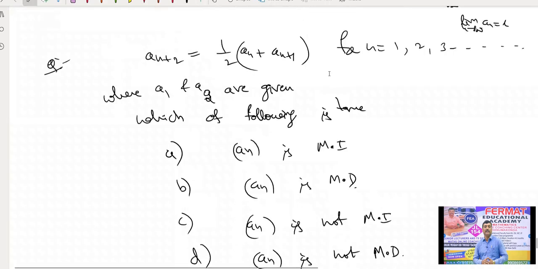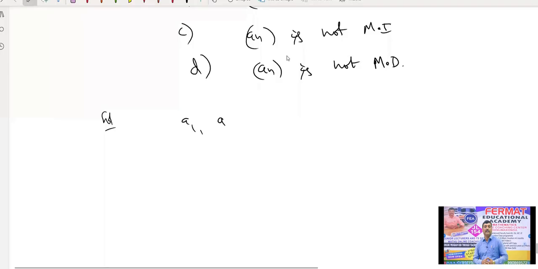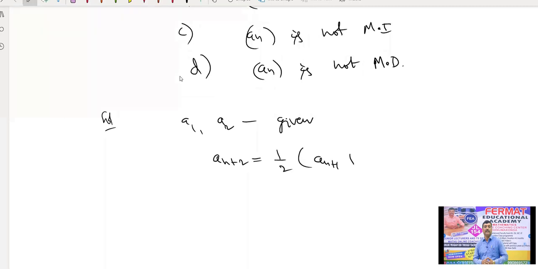Because you're not actually given A1, A2, A3, A4 like this, because they are fixed numbers. They are not, say, A1 equals 1, A2 equals 0. This is like an plus 2 is equal to half into an plus 1 plus an. You are given A1 and A2, and I don't know about A1 and A2, really. Right? So anyone? Tell me your opinion in the group chat box. A1, A2 are given, and an plus 2 is equal to half into an plus 1 plus an for n equals 1, 2, 3, 4, going on. Right?